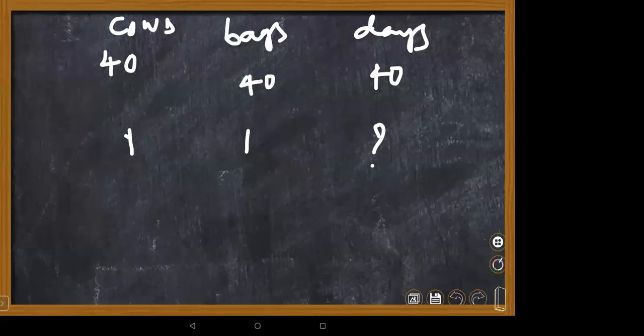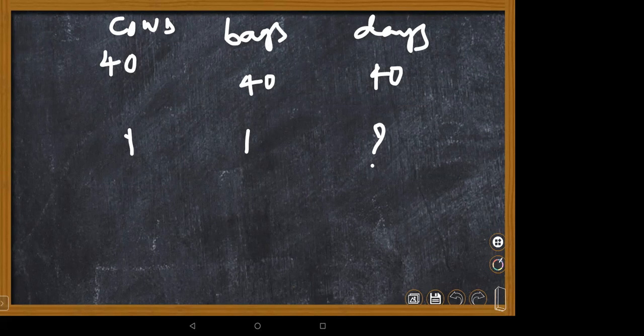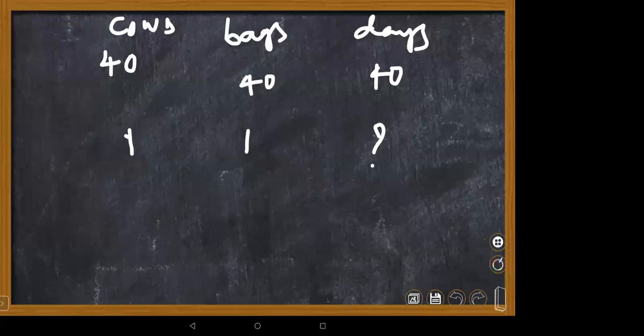You're supposed to find out in how many days one cow will eat one bag of husk. One cow will eat one bag. It's not 40 bags. It's not 40 bags. One cow will eat one bag of husk. Please think and come with your answer, children. First, 40 cows will eat in 40 days how many bags?